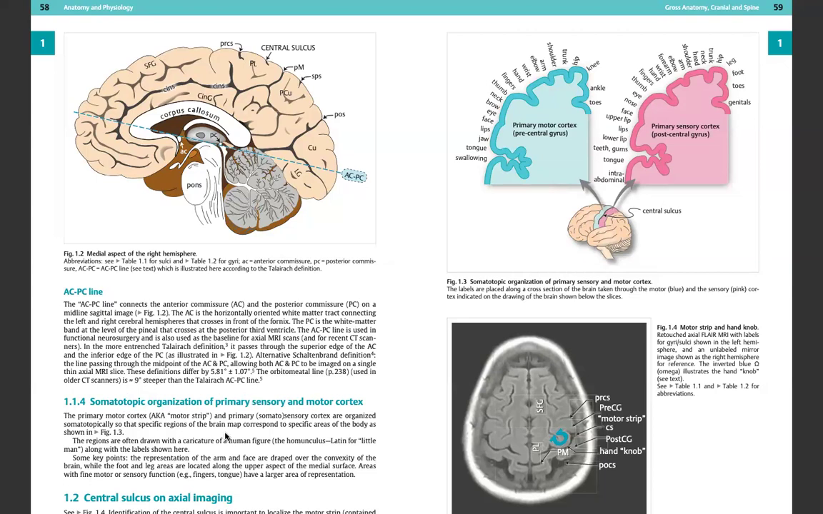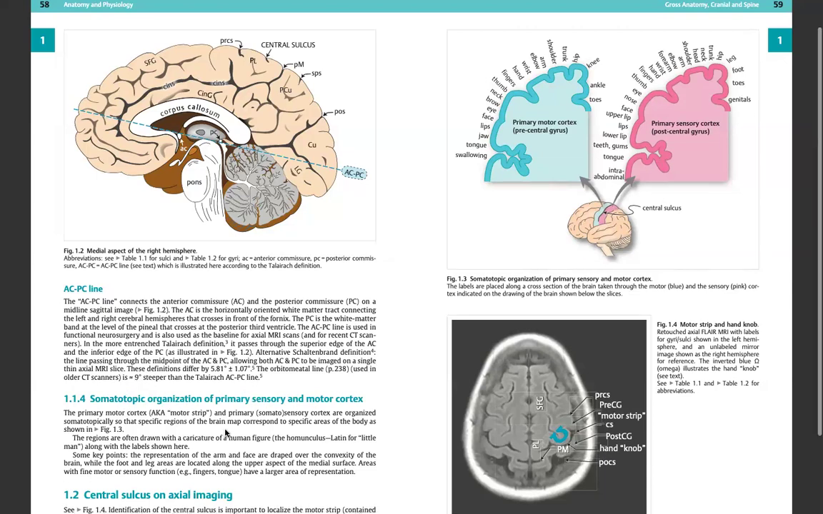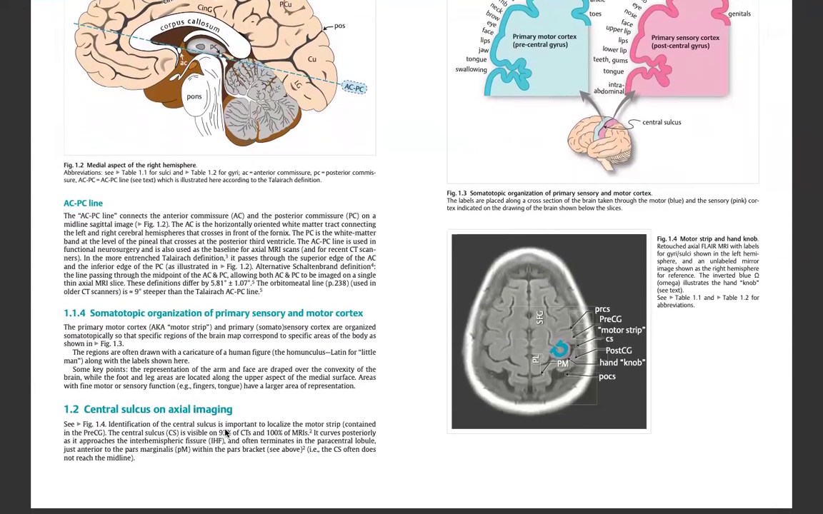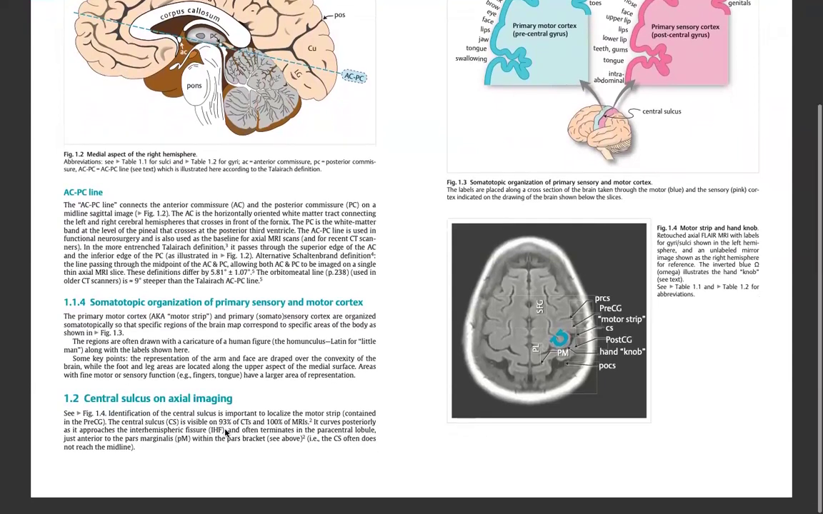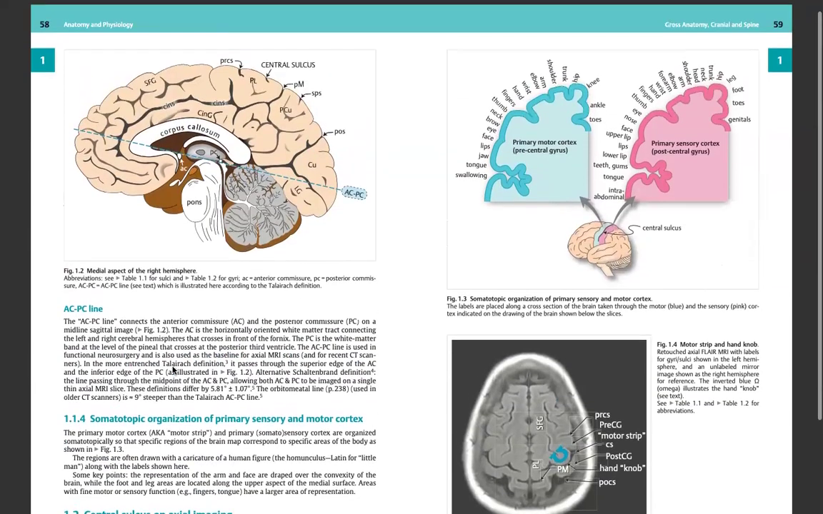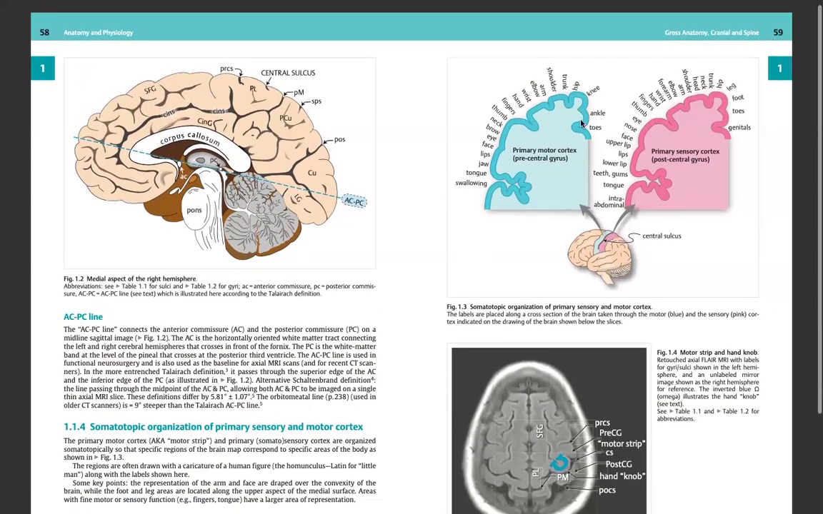Okay. All right, so essentially, then we'll move to the commonly described homunculus, which is the somatotopic organization of the primary sensory and motor cortex. The primary motor cortex, or motor strip, and primary somatosensory cortex are organized somatotopically so that specific regions of the brain map correspond to specific areas of the body, as shown in figure 1.3. This is figure 1.3 here.